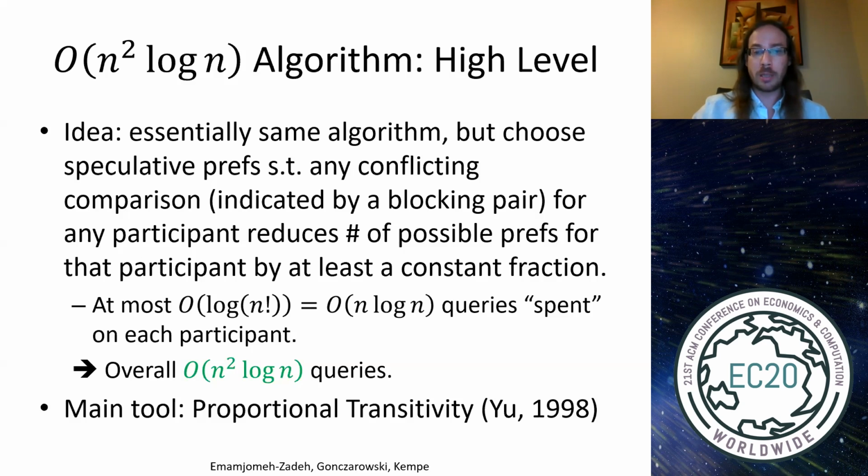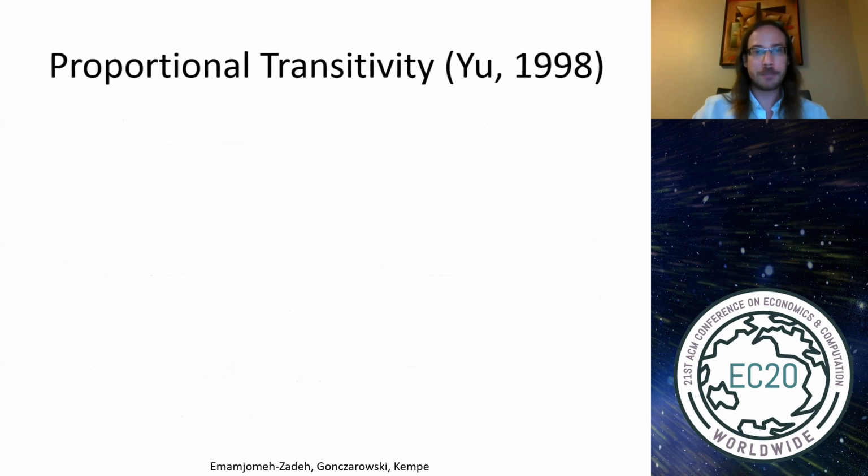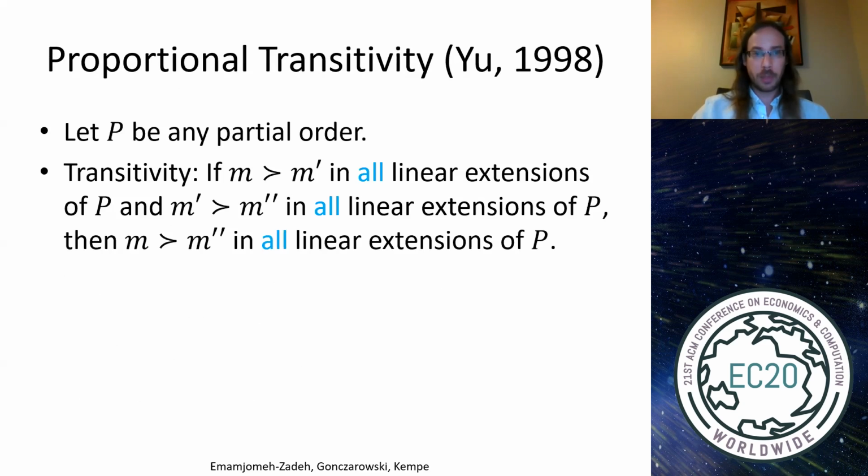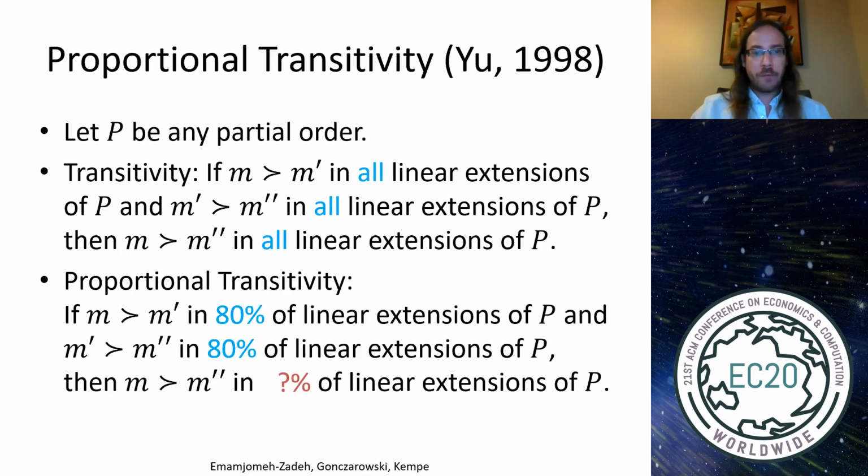So here our main tool is proportional transitivity, so let's talk about that. Let P be any partial order whatsoever. Standard transitivity tells us that if M precedes M prime in all linear extensions of P, and M prime precedes M double prime in all linear extensions of P, then M precedes M double prime in all linear extensions of P. That's trivial. What about if M precedes M prime in 80% of linear extensions of P, and M prime precedes M double prime in 80% of linear extensions of P? What percentage of the linear extensions of P have M preceding M double prime?